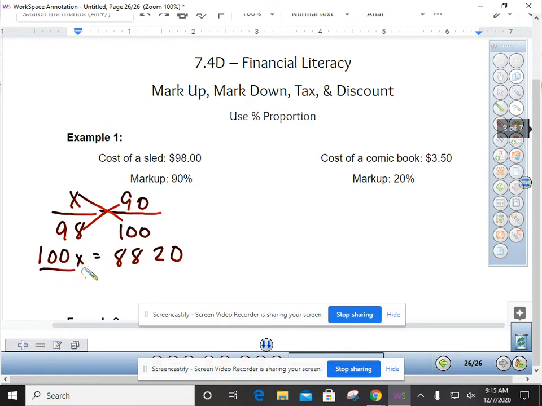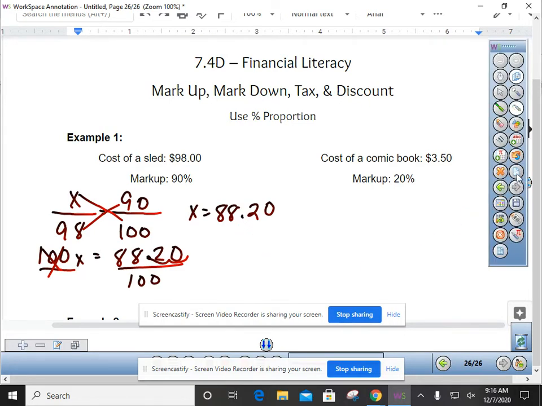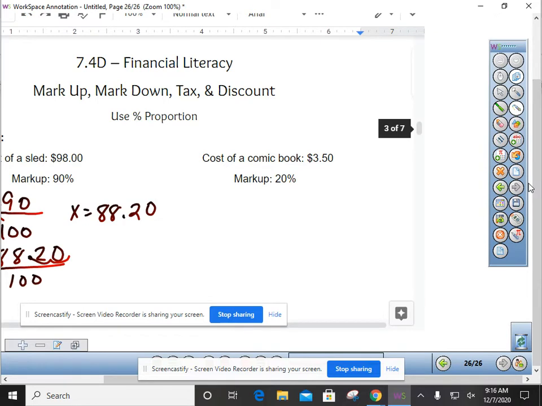Now what? Divide by 100. What's our trick to do that? Move the decimal 2 places to the left. So what is our markup? $88.20. If I said what is the new price, what would we do with $88.20? Add it back to what? To 98. $98. Okay? Don't make it hard. We've done it this year.